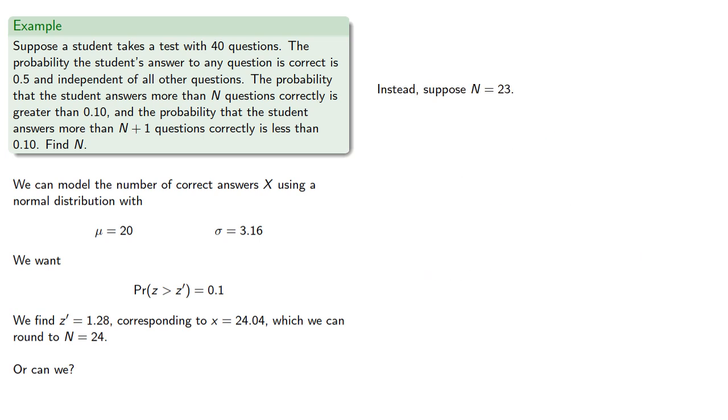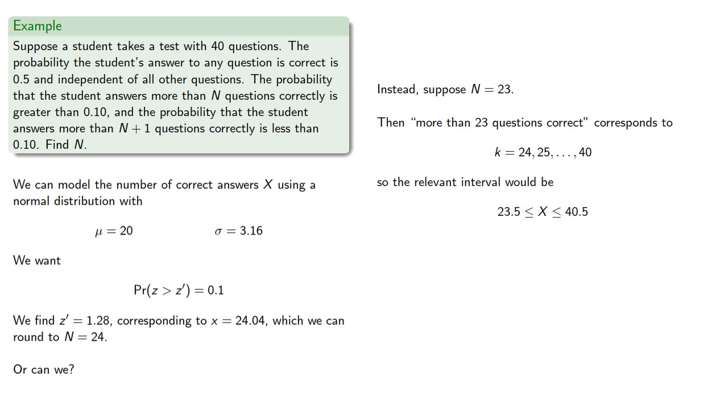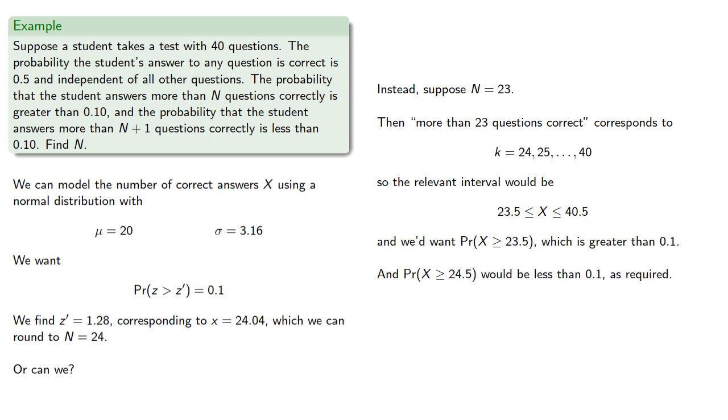Instead, suppose n equals 23. Then more than 23 questions correct corresponds to the number of successes being 24, 25, and so on. So the relevant interval will run from 23.5 onwards, and we want to find the probability that x is greater than or equal to 23.5, which is going to be greater than 0.1, and by our previous analysis, the probability that x is greater than or equal to 24.5 would be less than 0.1 as required. And so our correct answer for n is 23.